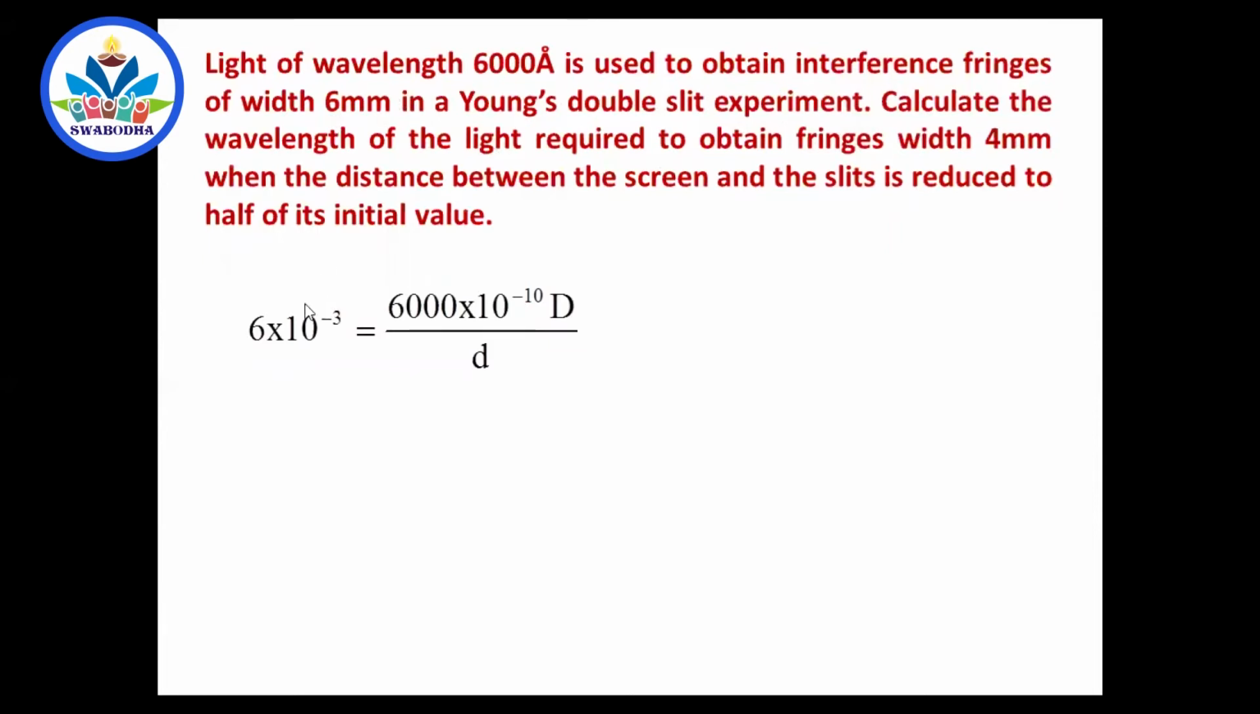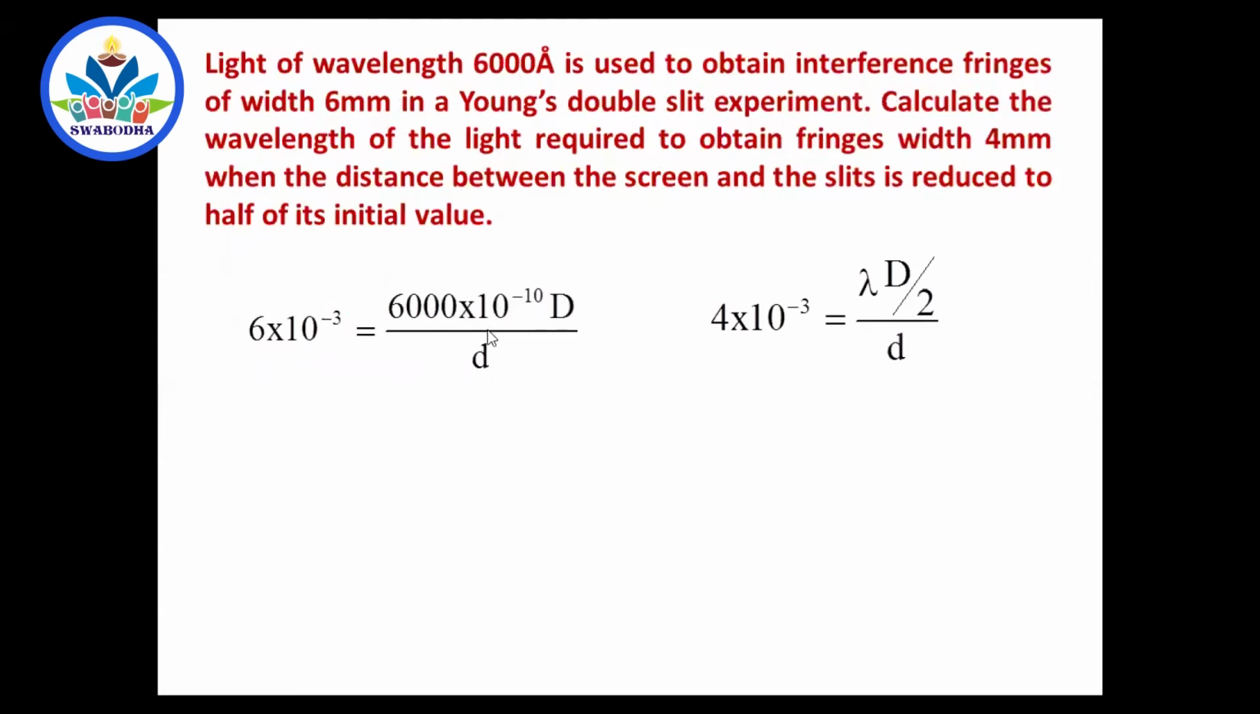Fringes, 6 millimeter. Lambda is 6000 angstrom, that is 6000 into 10 to the power minus 10. Capital D, I don't know. Small d is 4 millimeter. I have directly applied it now. This is the first equation, right?